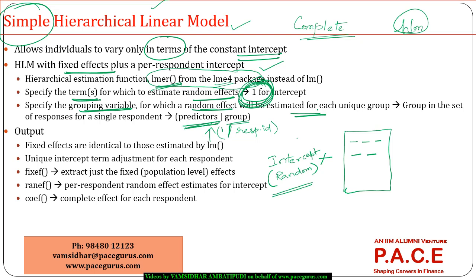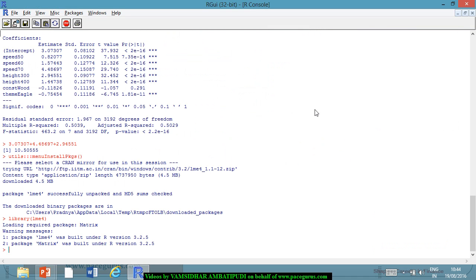So this is what, let's implement it first, right? I have already loaded this. So I'll call it HLM underscore HLM. I'm calling it simple HLM, SHLM.